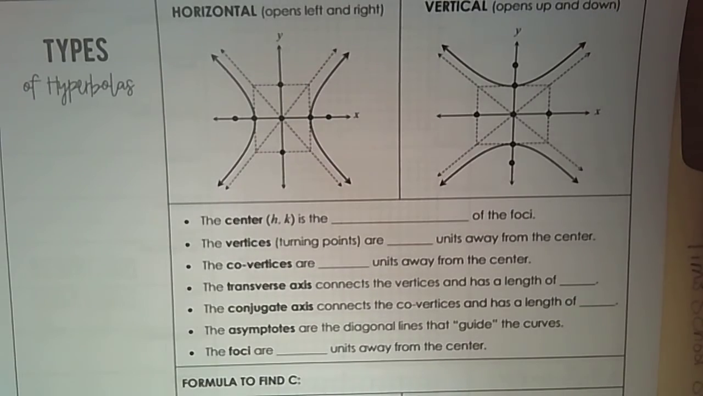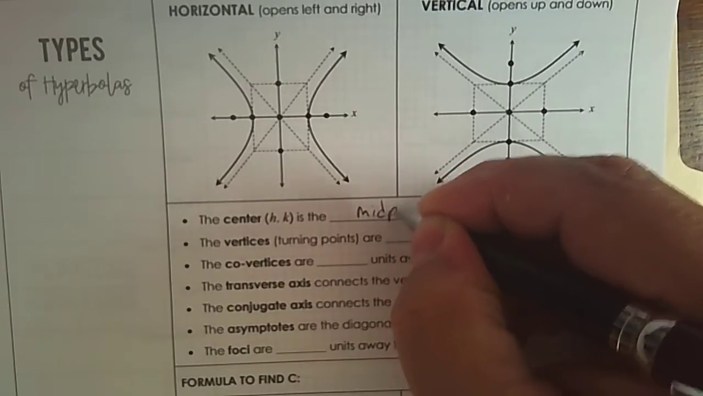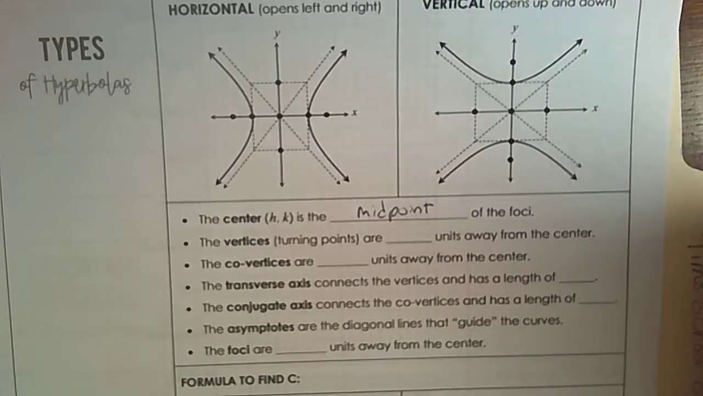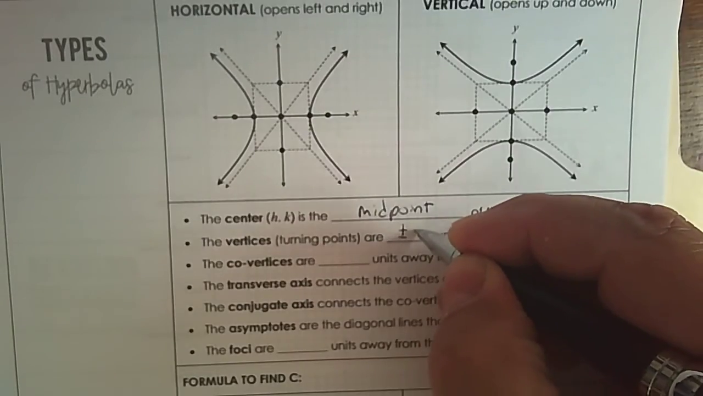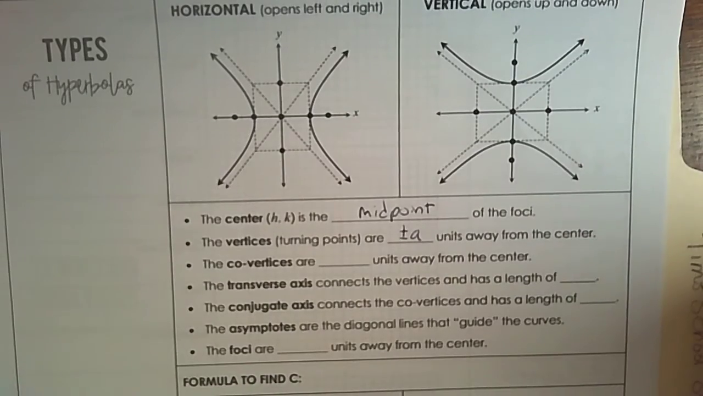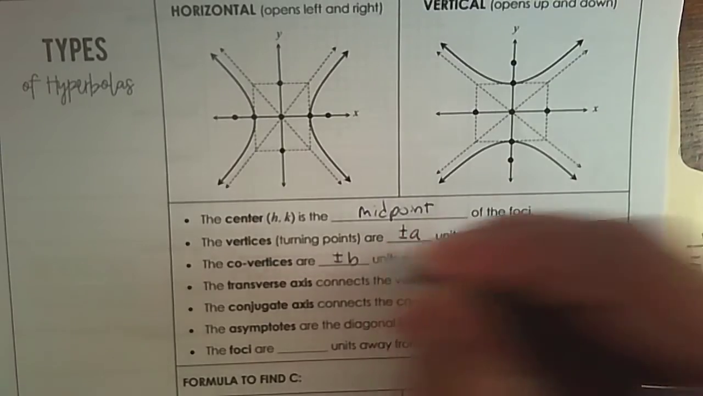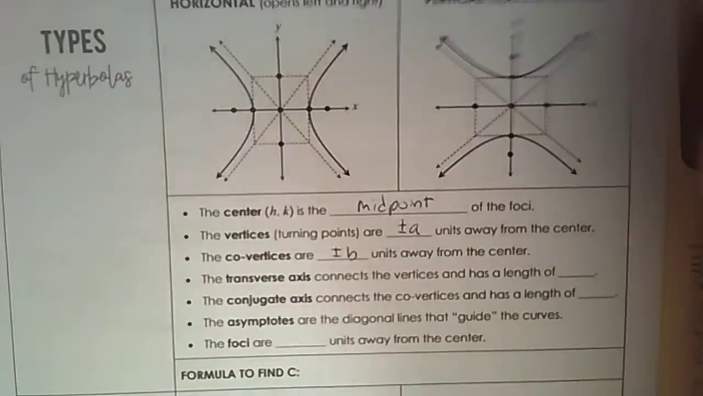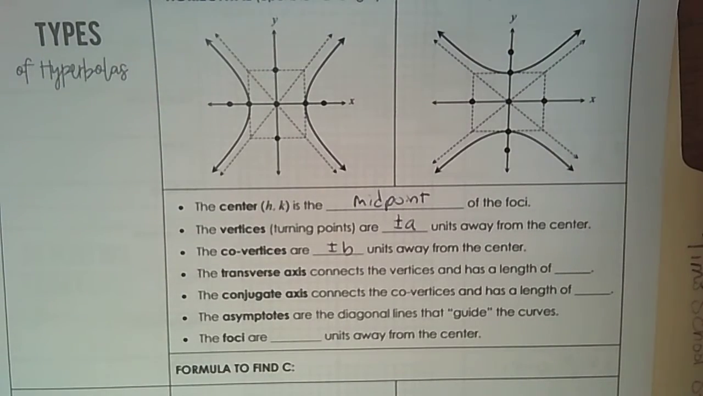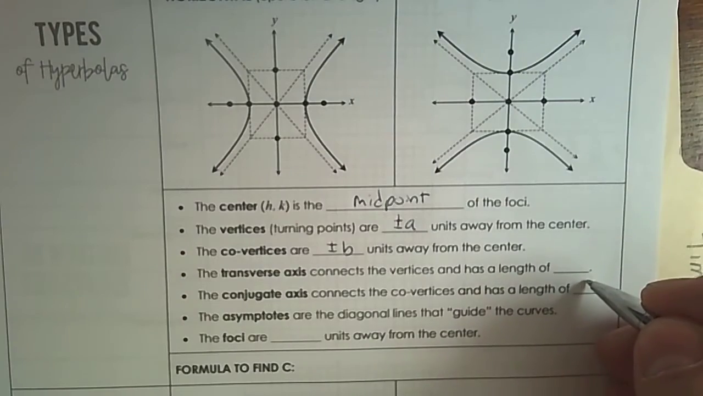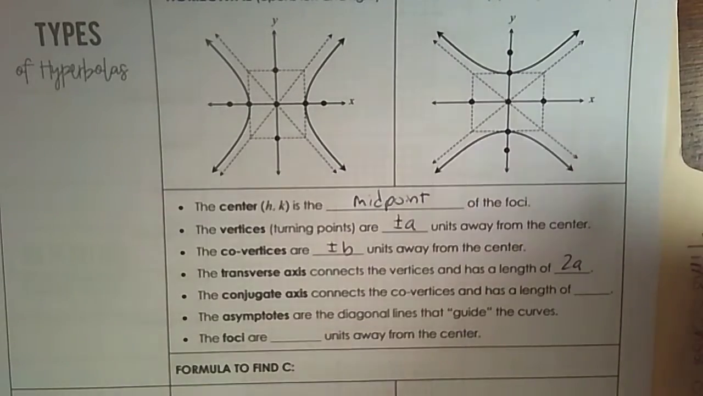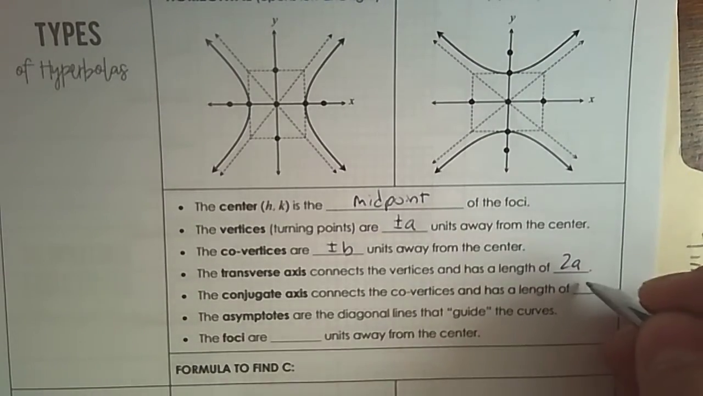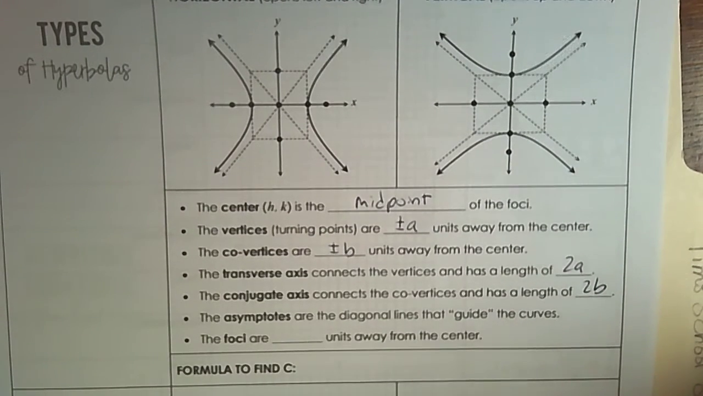The center, (h, k), is the midpoint of the foci. The vertices, which are the turning points, are plus or minus a units away from the center. The co-vertices, or the minor vertices, are plus and minus b units away from the center. What's called the transverse axis connects the vertices and has a length of 2a. So the transverse axis includes the vertices. The conjugate axis does not, and it has a length of 2b.